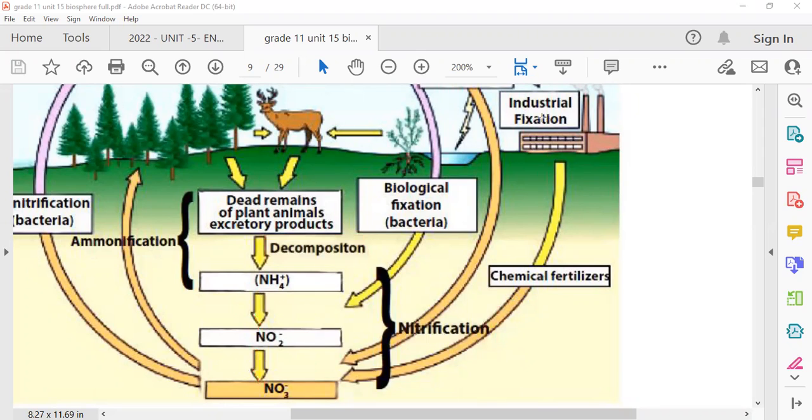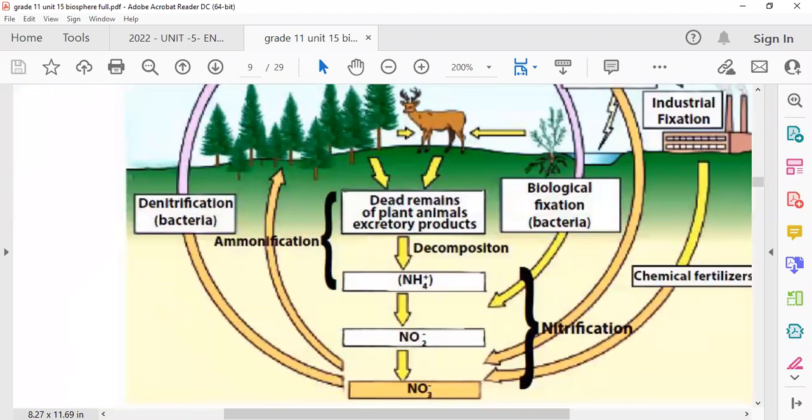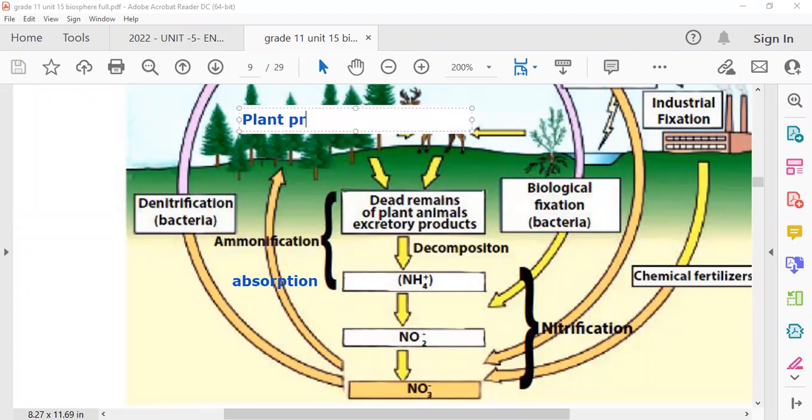Thereafter, if you go to the left hand side, another two arrows are shown to you. In one arrow, it is absorbed by the plants. There is nothing written there. You can write it down: absorption. What is absorbed? NO3 minus ions are absorbed by the plants. In the plants, they will be converted to plant proteins and nucleic acids.